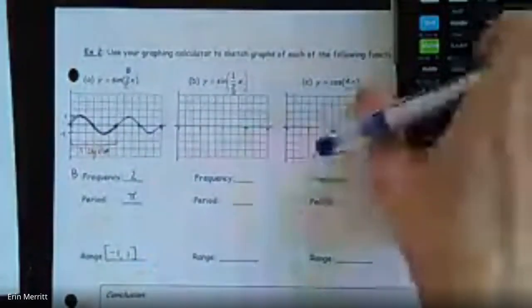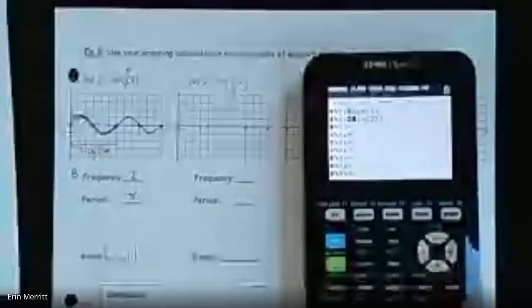Okay, for the second one, go into your y equals, keep sine of x, and now let's change this one to sine of 1/2 x. All right, graph them side by side. So there's our sine of x. Sine of 1/2 x looks a little funky. It almost looks like an upside down parabola or something, but you have the same curve. You're just only seeing half of it.